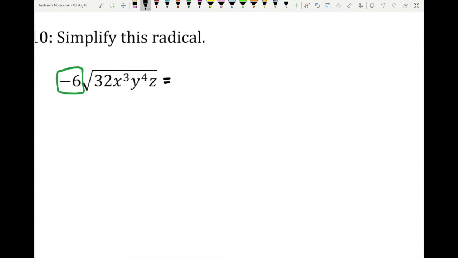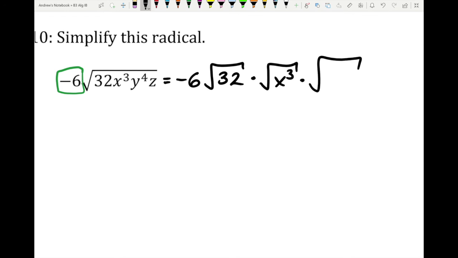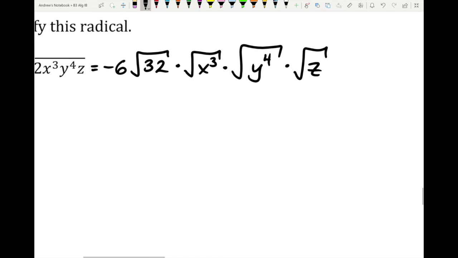As for the rest of this, I'm going to put down that -6 again just to keep track of it. We've got the square root of 32, the square root of x to the third, the square root of y to the fourth, and the square root of z. Again, keeping track of this -6, that is going to end up on the outside when we get there. As for 32, we're breaking that up.